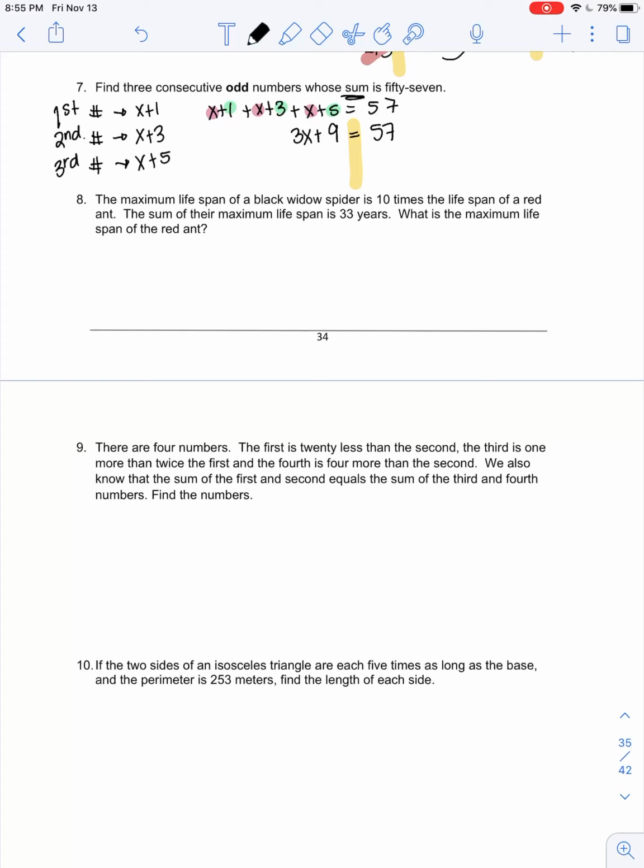Next, we want to start isolating for x. We move the 9 to the other side by subtracting 9 on both sides. In your calculator, 57 take away 9 would be 48. On the left side, the 9s cross each other off, leaving us with 3x. Next, we divide both sides by 3 to get x by itself. The 3s cross off, leaving x equals 48 divided by 3, which gives us 16.